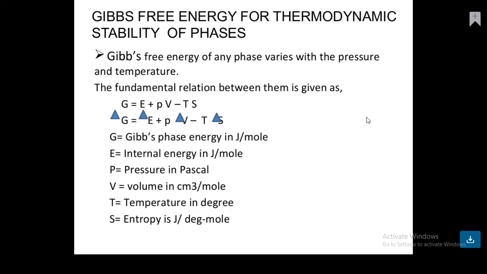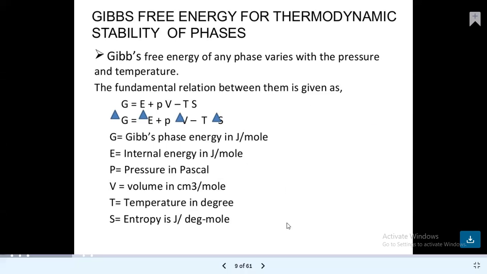The fundamental relation between them is given as follows. G is equal to E plus PV minus TS, where G is called the Gibbs free energy in joules per mole, E is internal energy in joules per mole, P is pressure in Pascal, V is volume in centimeter cube per mole, T is temperature in degrees, and S is entropy in joules per degree mole.